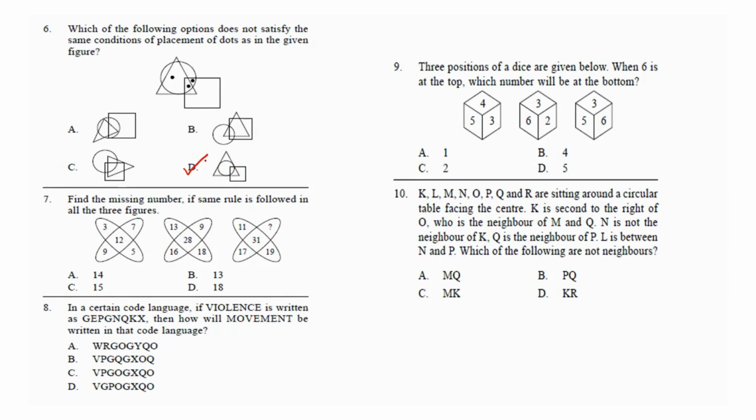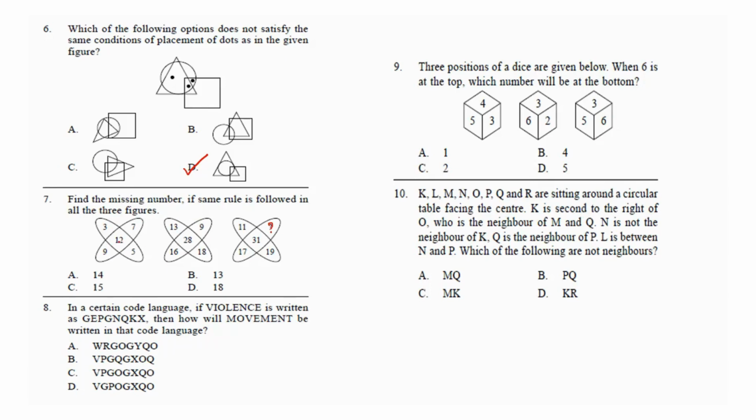Coming to question number 7. So here we have 3 figures and we have to find the missing number. So here where is the missing number? Here the missing number is this one, correct? So we have to find this missing number. So first we have to find the pattern. So here what we can see, this is 12, 3, 7, 9, 5.